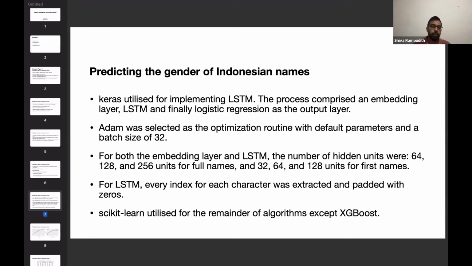For the LSTM, every index for each character was extracted and padded with zeros. In terms of comparison with other algorithms, sklearn was utilized for the remainder of them, except for XGBoost.